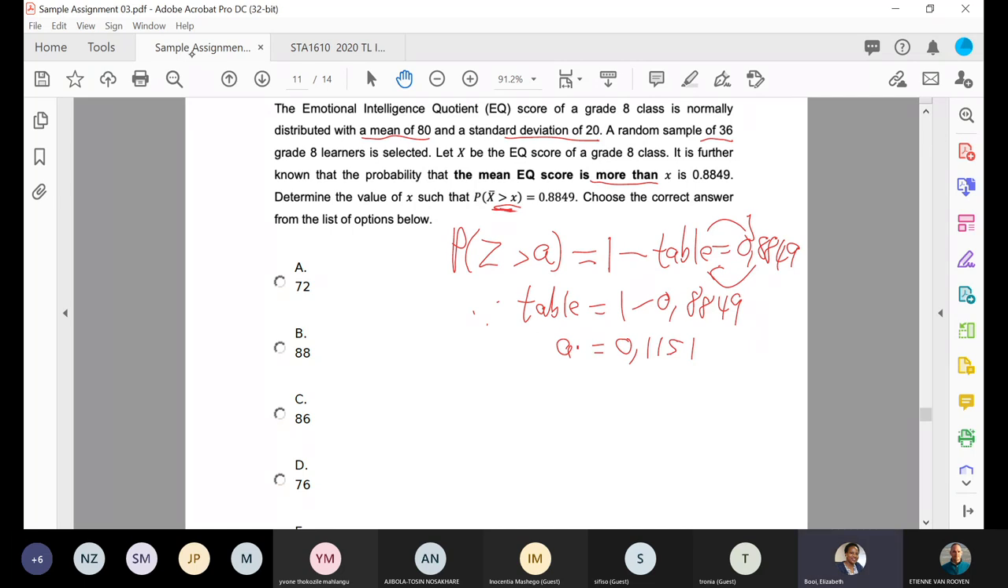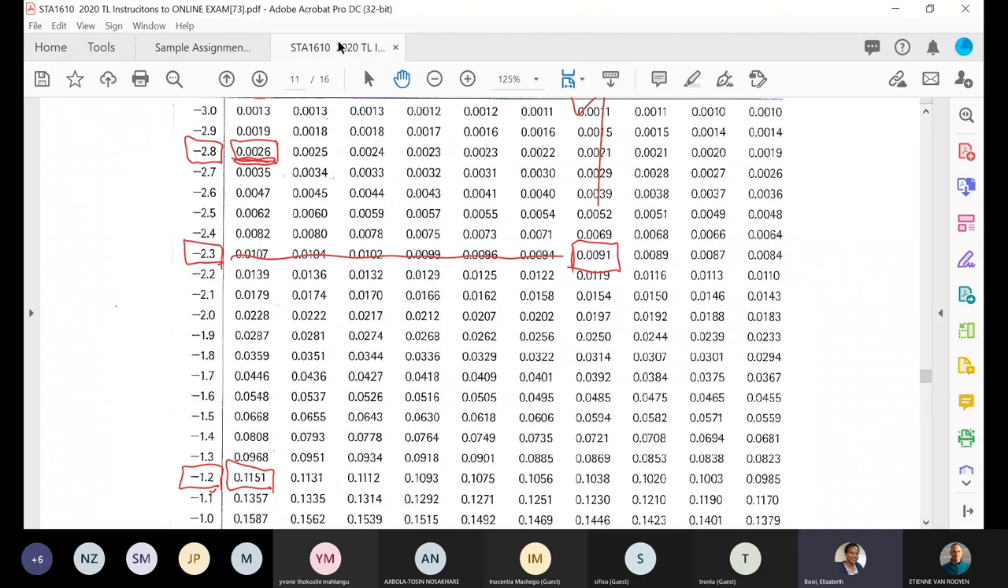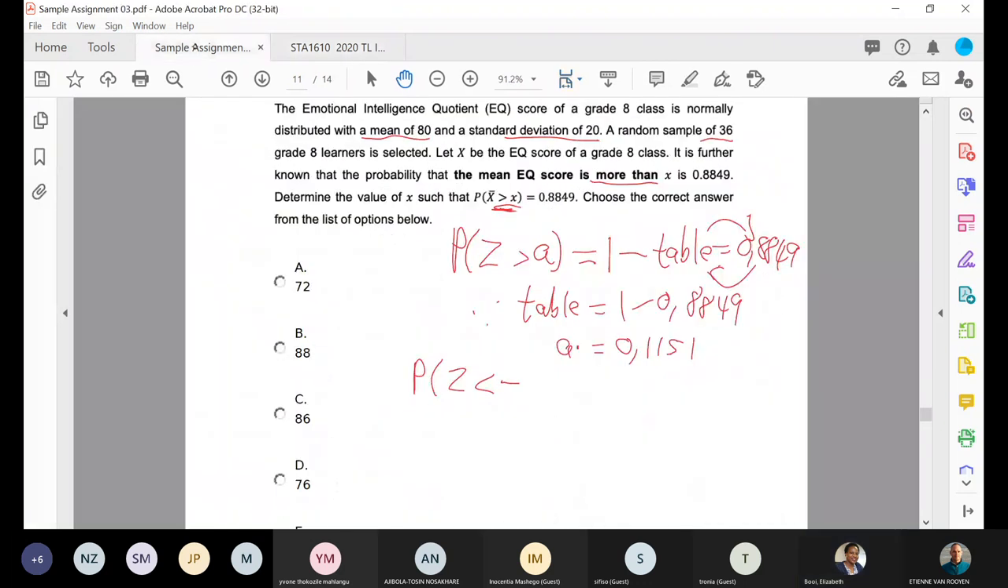So our A, which is the probability that Z is less than minus, we said minus 1.20, was given by 0.8849. So now, since we have our Z value, we just need to substitute into the formula so that we can go find our mean, divide by our standard error, which is the population standard deviation divided by the square root of n.